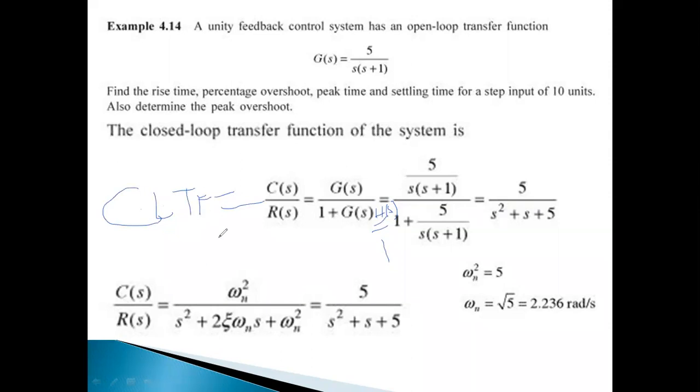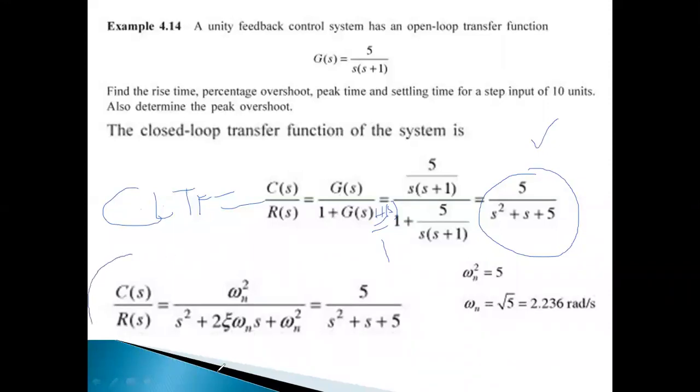CLFTF, the closed loop transfer function, is equal to C(s)/R(s) is equal to G(s)/(1 + G(s)H(s)). So simply substitute and simplify, and you will get an expression like this: 5/(s² + s(s + 5)...). This is our closed loop transfer function.